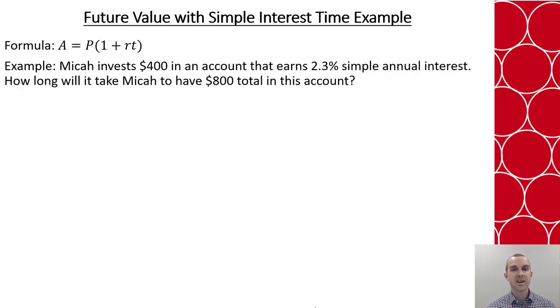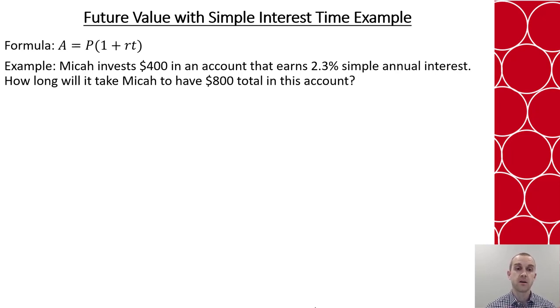Now, what if we wanted to calculate for time instead of for the total value? So let's look at how that would work. Micah invests $400 in an account that earns 2.3% simple annual interest. How long will it take Micah to have $800 total in this account? So in other words, how long will it take Micah to double his money?